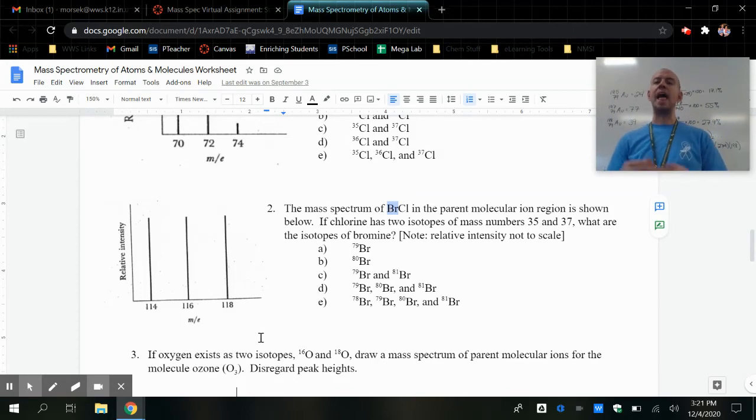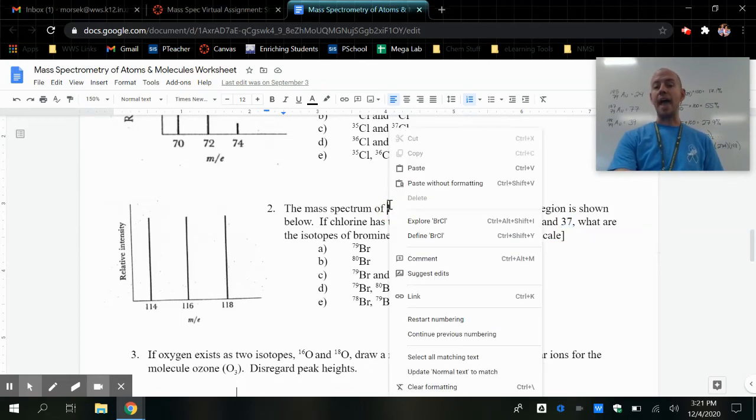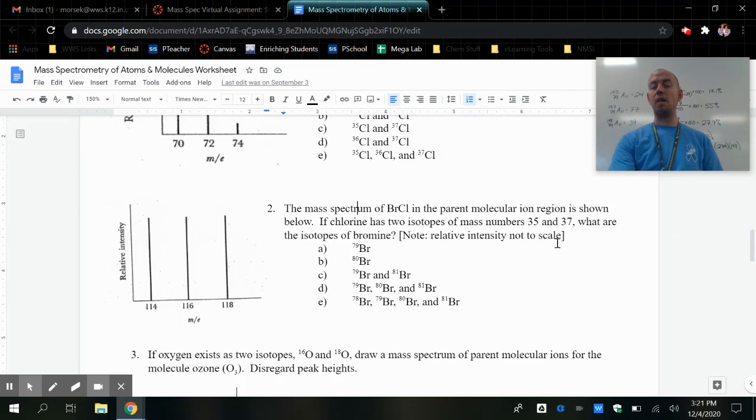The 118 has to be made out of my heaviest isotopes. So the heaviest version of chlorine that's in this sample is a chlorine 37. Well, that has to be bonded to a heavy version of bromine as well. So as we think of that, we would see, well, is the bromine that I had before heavy enough to give me this combination with that heavier chlorine? Or does there have to be a second or third version of bromine?